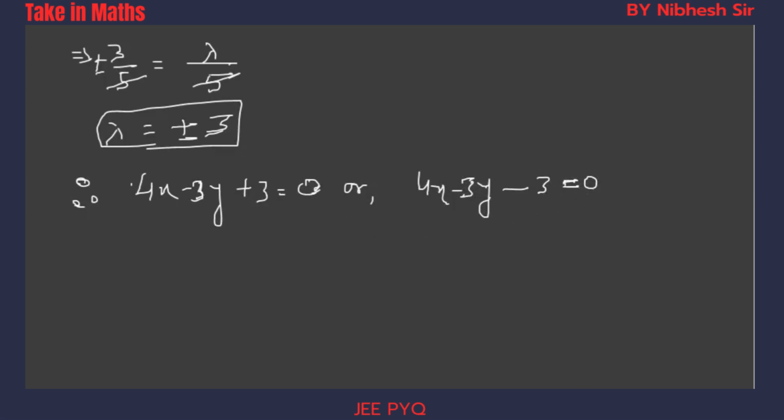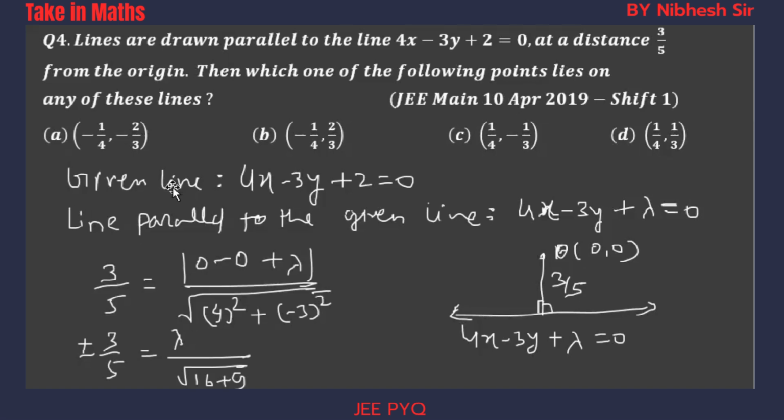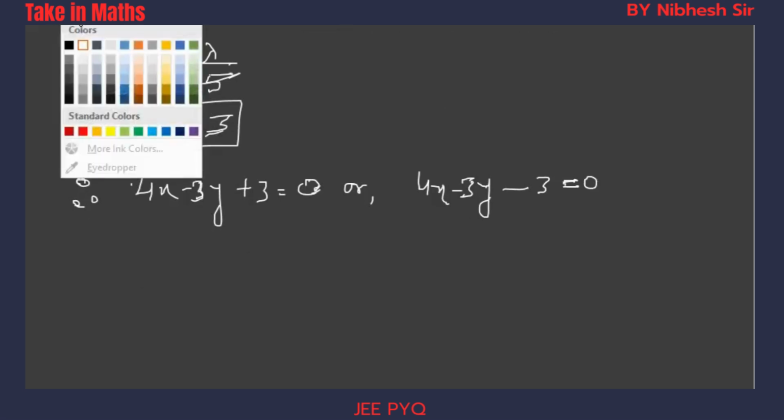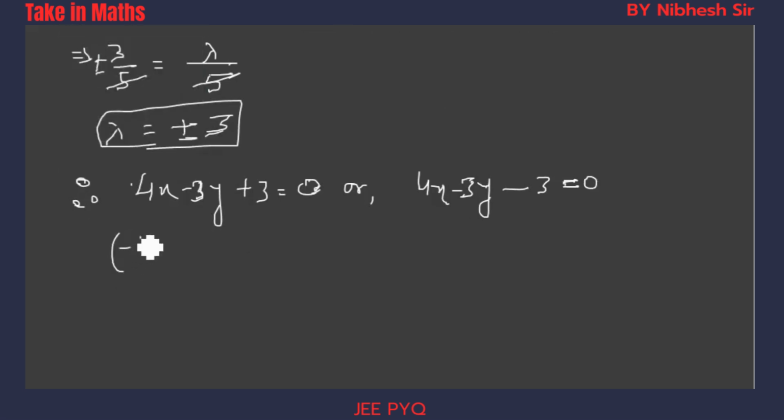Now, what is asked in the question is which of the following points lies on any of these lines. We get the two lines here, so we just have to check. I will substitute the point from option A: minus 1 by 4 comma minus 2 by 3.